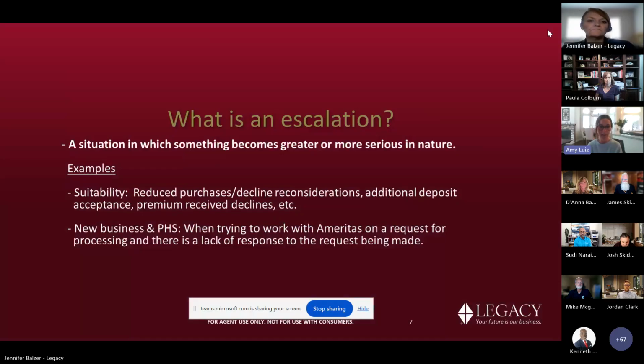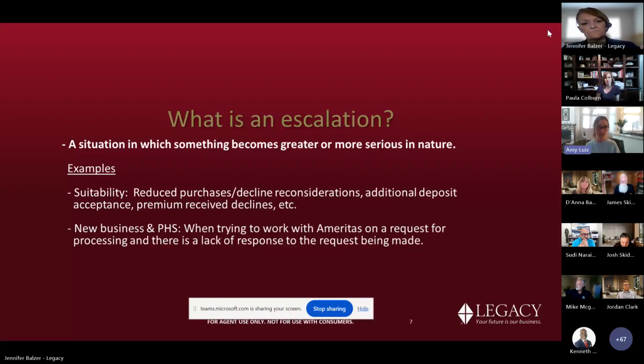So we're going to talk about escalations. So what is an escalation? An escalation is a situation in which something becomes greater or more serious in nature. So, an example of that is when we have something in suitability and it's a reduced purchase, or it's a decline reconsideration or additional premium, anything that's kind of serious in nature, that is an escalation.